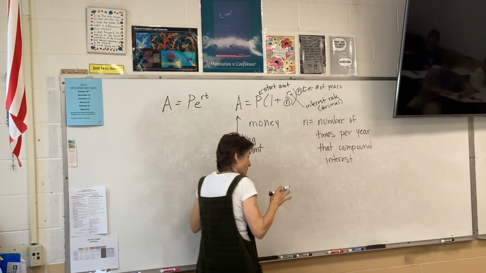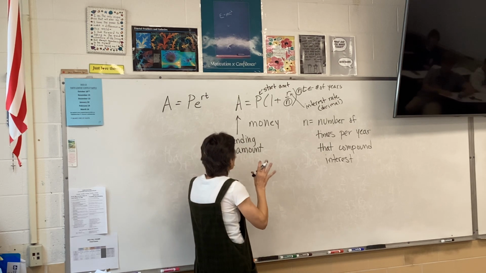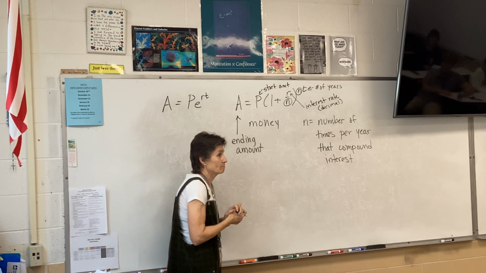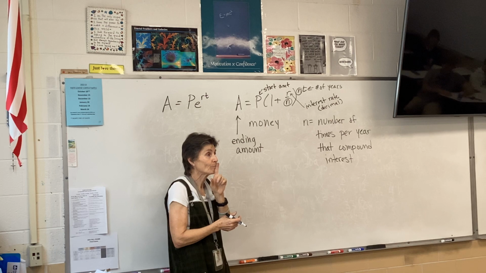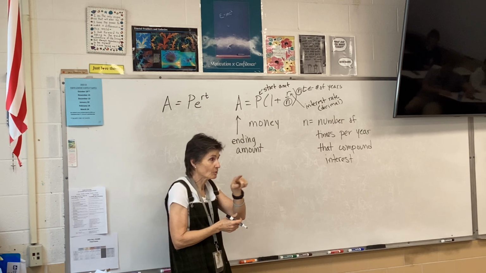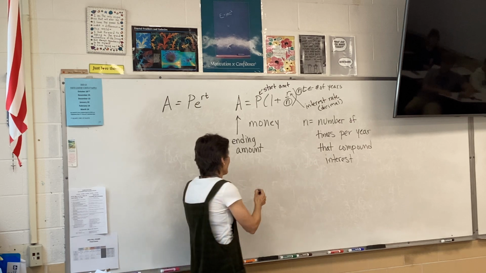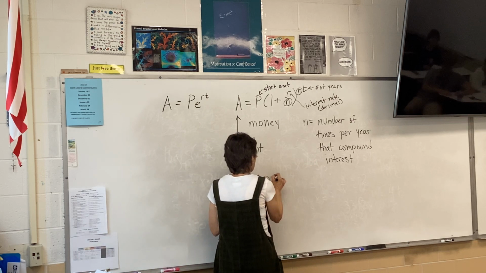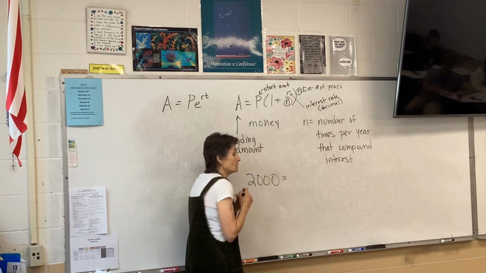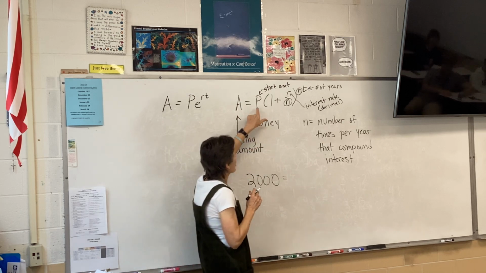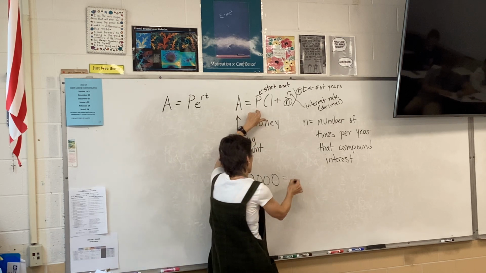All right, so here we go. Tell me, do I know my ending amount? Oh, wait, I think I do. $2,000, because aren't I trying to double my investment? So my ending amount is 2,000. Do I know my starting amount? 1,000.